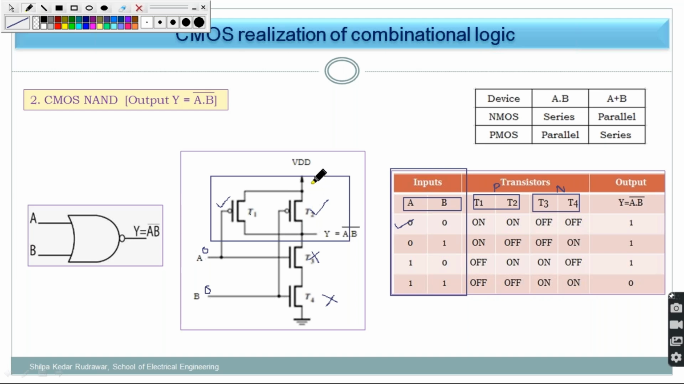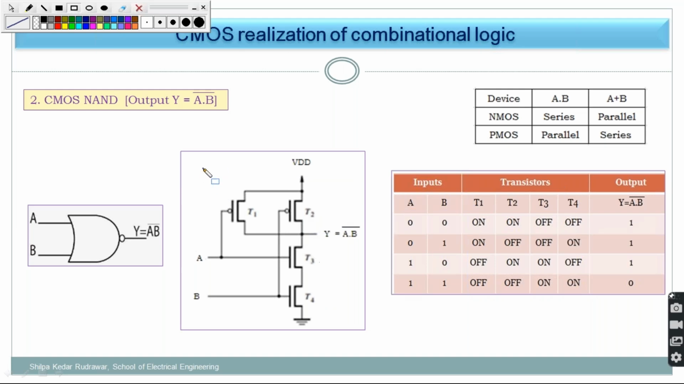So I am getting a path like this to this. This path is off, which means this VSS is not connected to the output, and that's why at the output I will be getting VDD. So here it is mentioned that output is 1. Hope the things are clear.